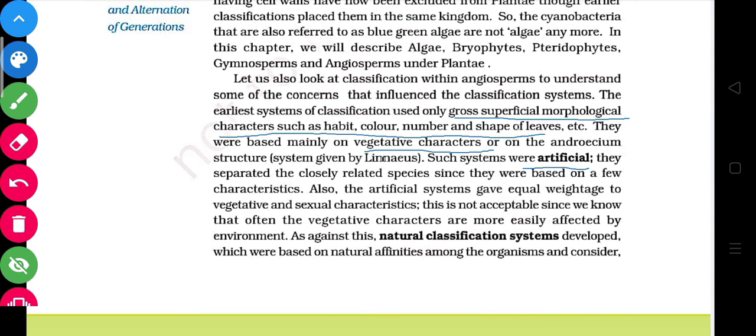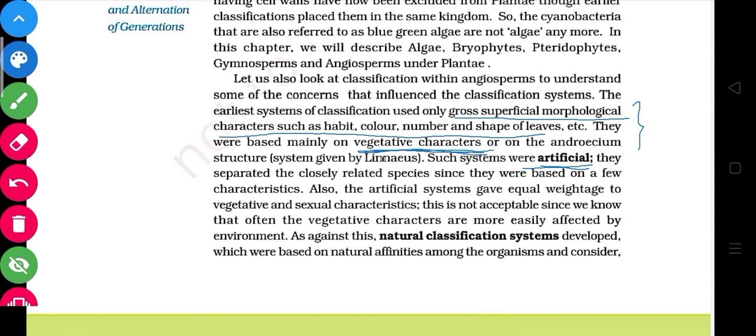Okay, here we are discussing the artificial system of classification. This system of classification is based on gross superficial morphological characters, that are habit, color, number and shape of leaves, etc. In this we are looking at the external features, based on external characters only. It mainly focuses on the vegetative characters. Look at this word, vegetative characters.